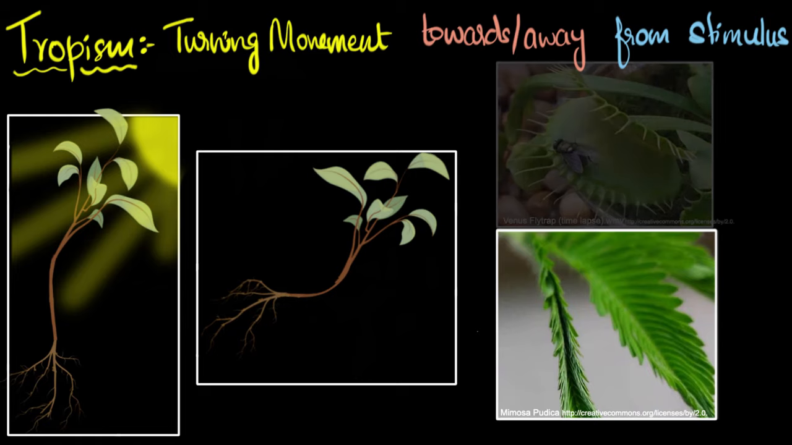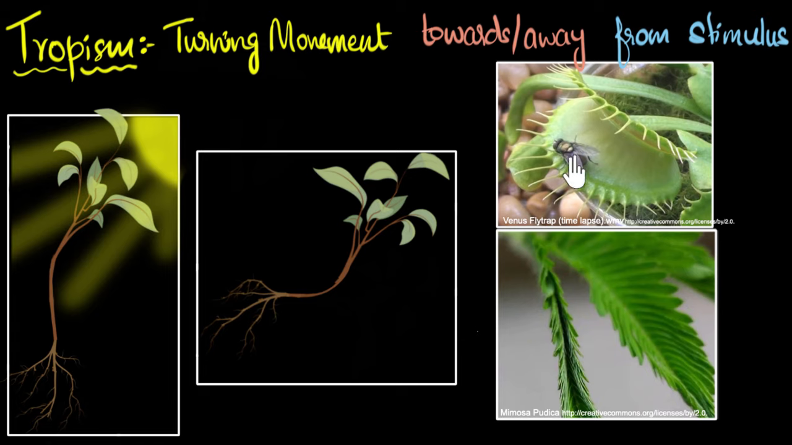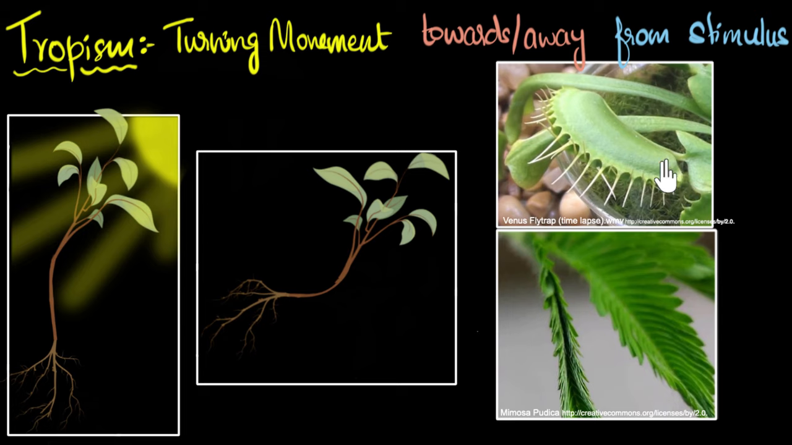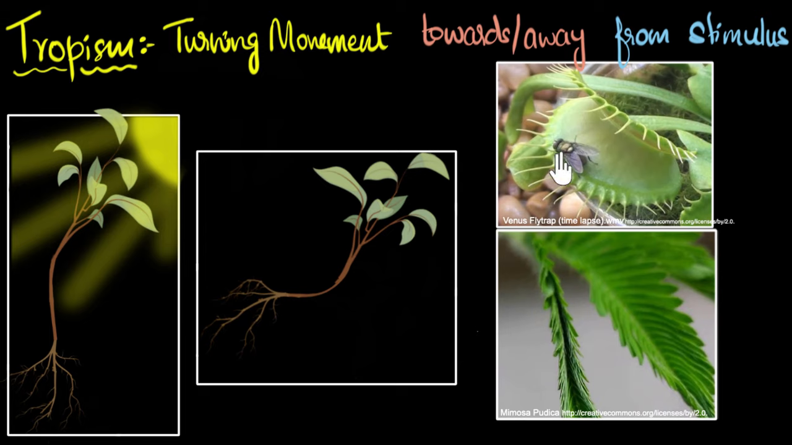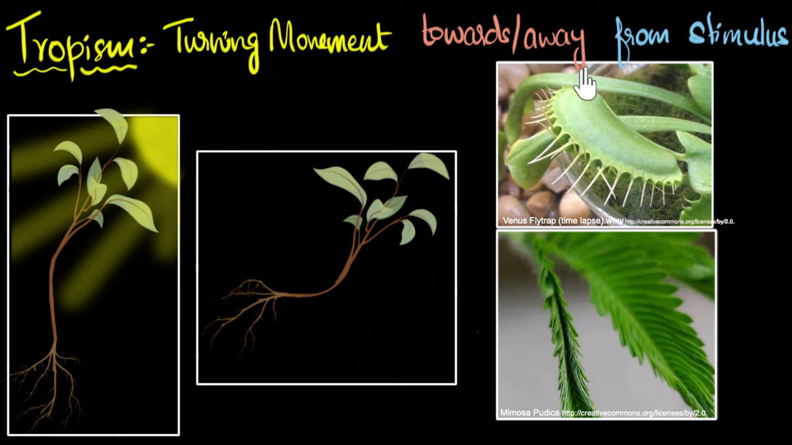Let me give you another example. This is a Venus flytrap. The moment a fly comes, it traps it. Is this a tropic movement? The answer is no. Why not? Again, because notice there was a stimulus over here, but the movement is neither towards or away from the stimulus. Regardless of how you stimulate it, which direction you stimulate it, it's just going to close. It doesn't depend upon the direction of the stimulus. So again, this is not a tropic movement.